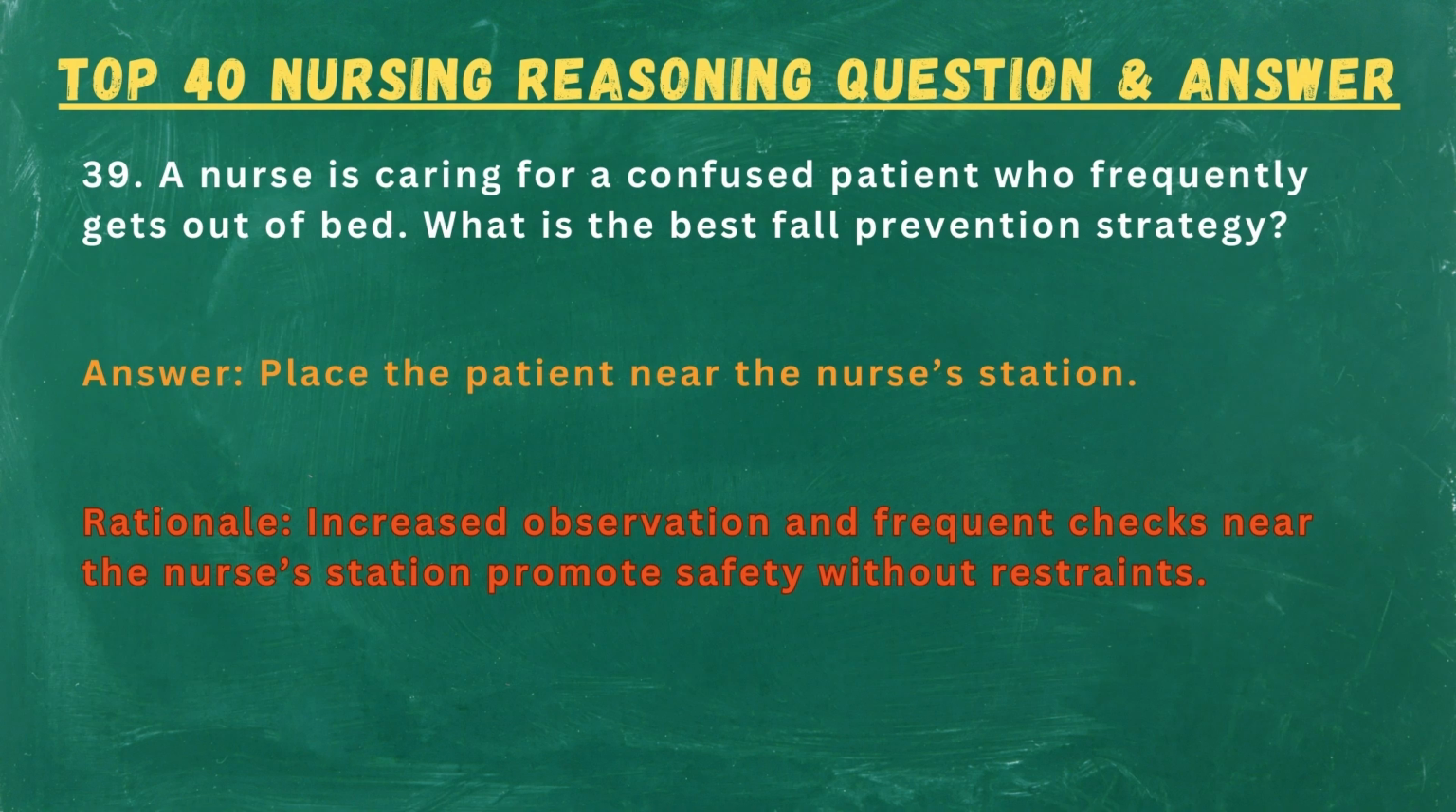39. A nurse is caring for a confused patient who frequently gets out of bed. What is the best fall prevention strategy? Answer. Place the patient near the nurse's station. Rationale. Increased observation and frequent checks near the nurse's station promotes safety without restraints.